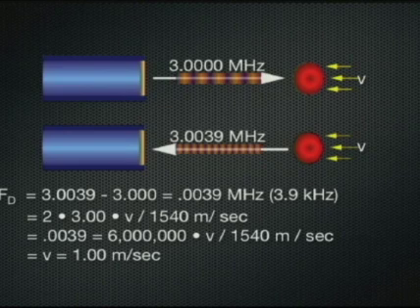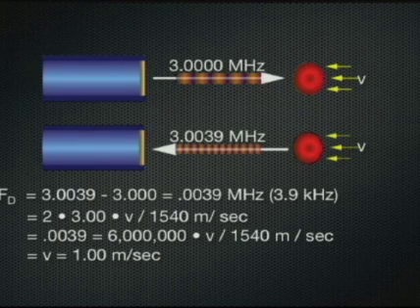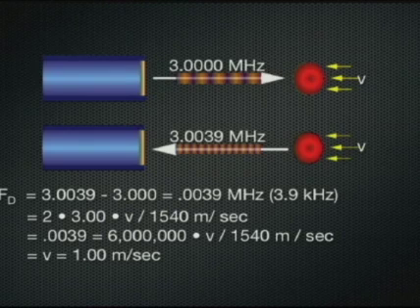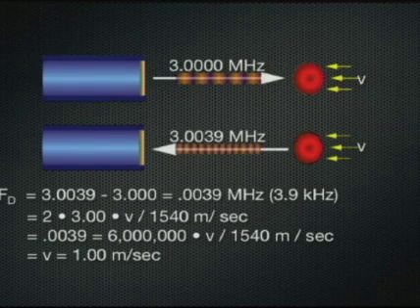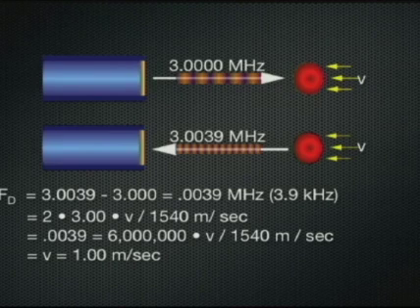Since we know the assumed propagation velocity of sound in tissue is 1,540 meters per second, simple arithmetic allows us to calculate the velocity of the target, which in this case turns out to be 1 meter per second. This concludes a very brief introduction to the basic concept of the Doppler effect and how it is used to measure velocity. The next segment will discuss the analysis of the Doppler frequency signal.